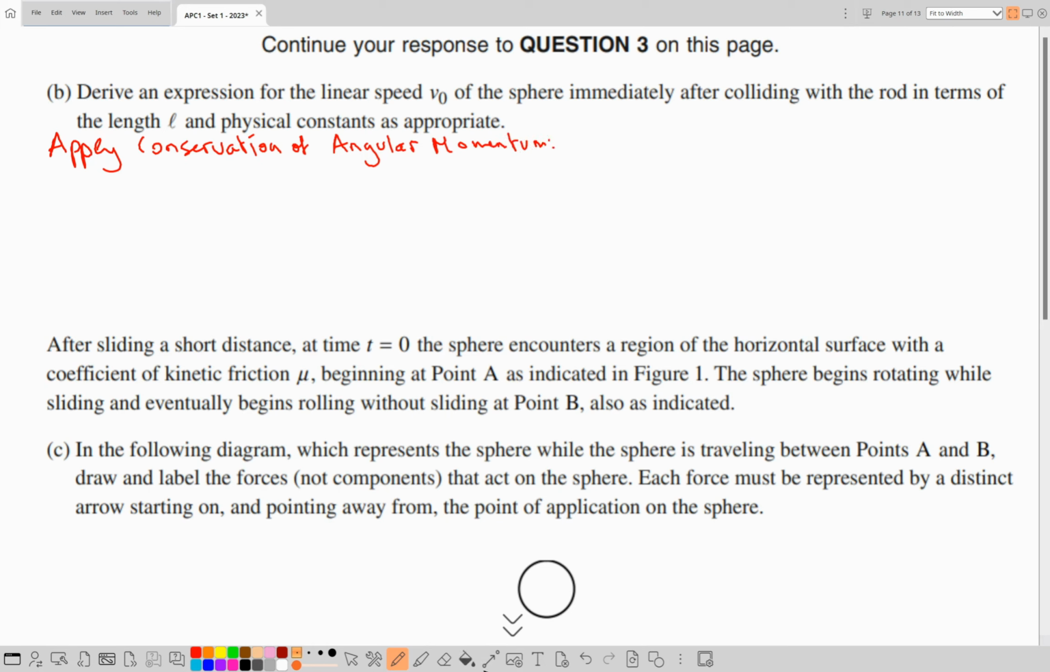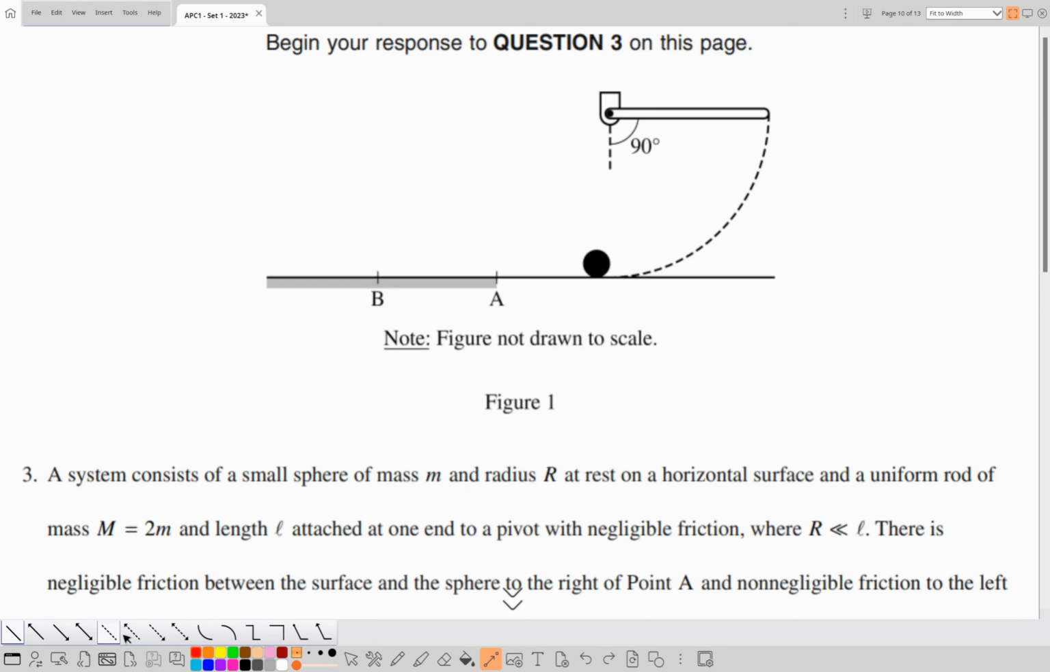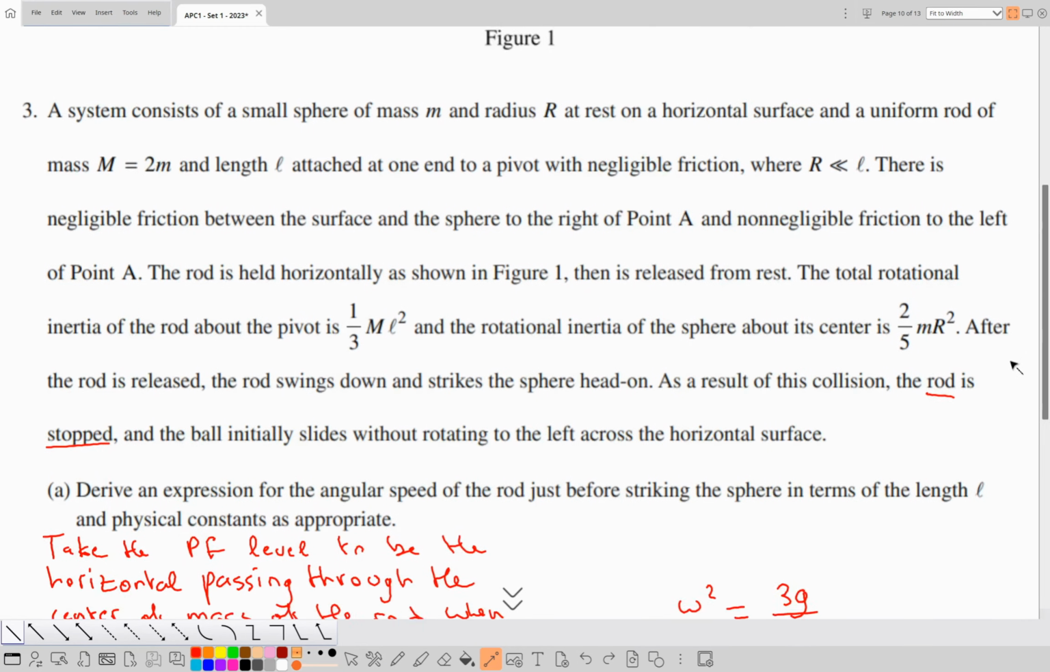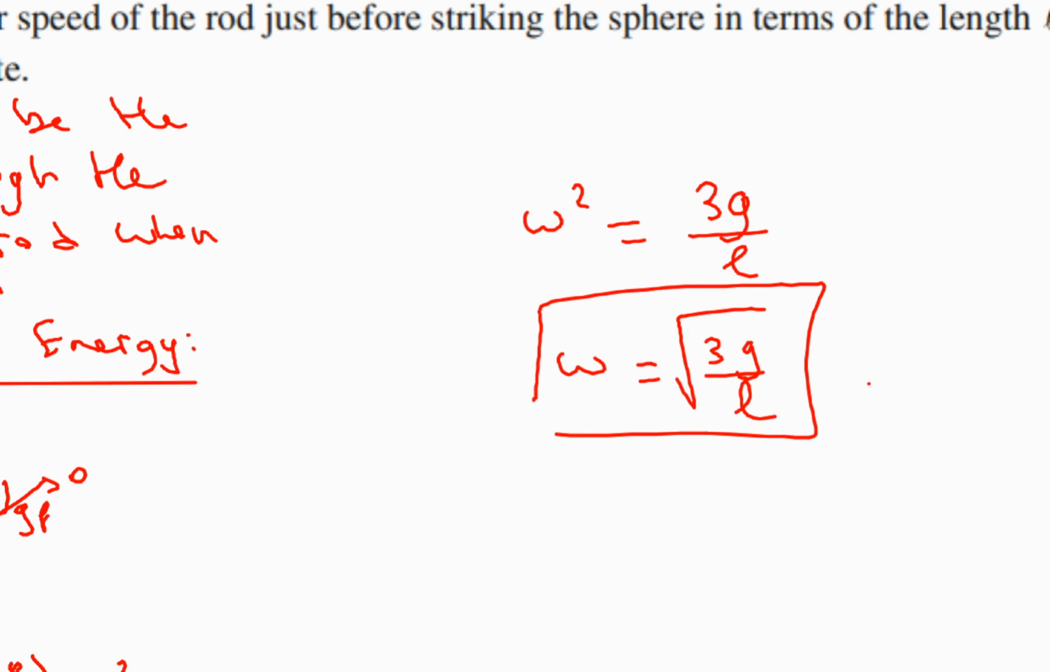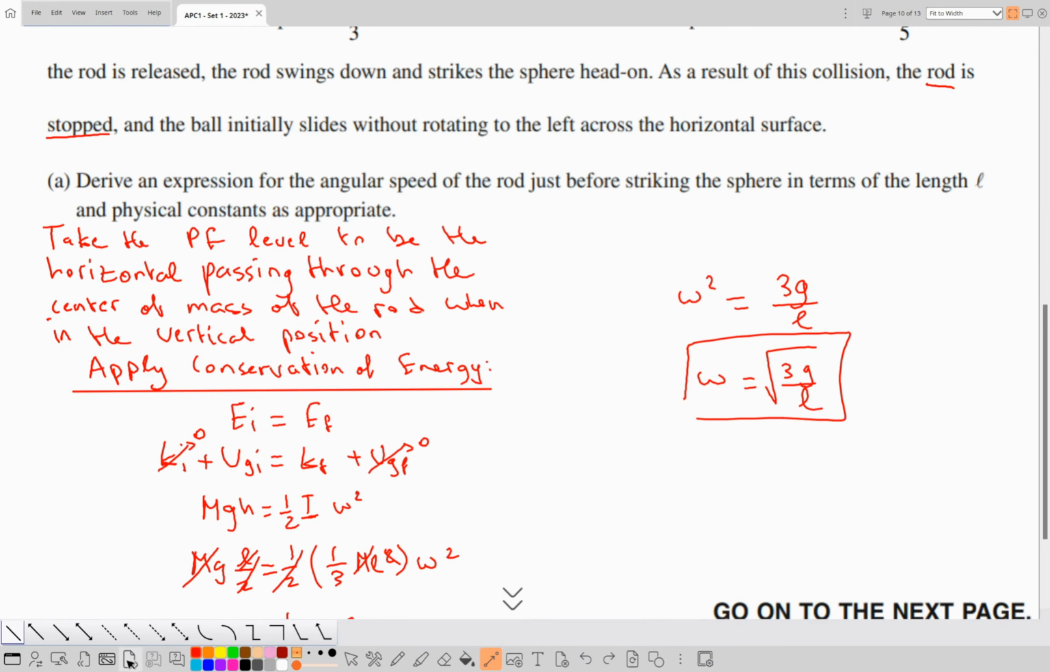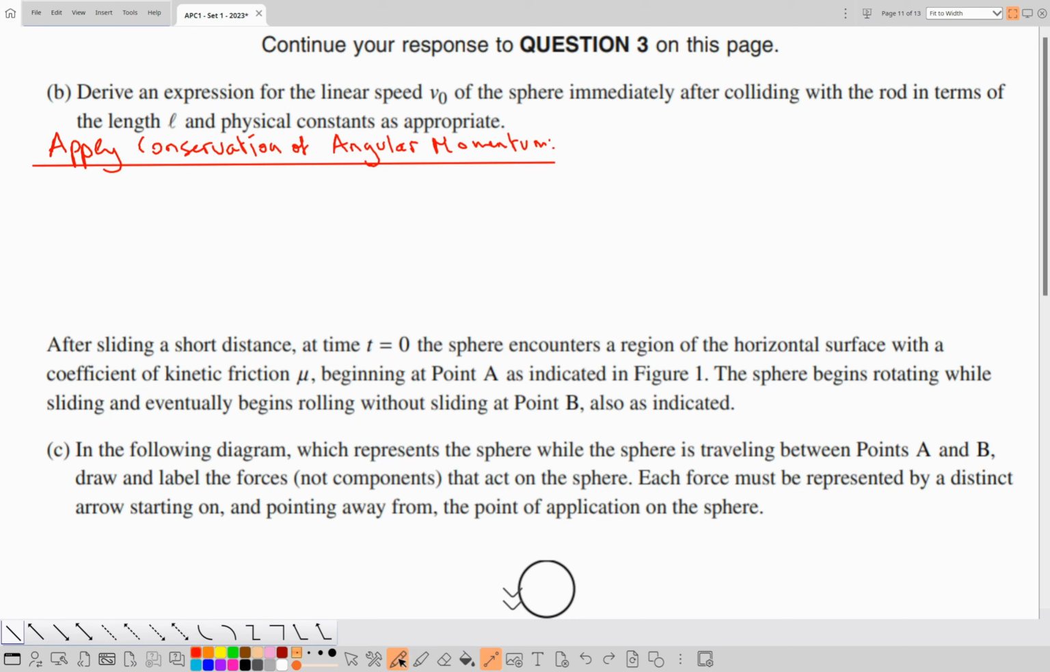So remember, this is a big law, so we need to mention the law that we're using. And here let me take a step backwards, they're telling us to derive the expression in terms of L and physical constants as appropriate, as being done here. Now what does the conservation of angular momentum state? Initial angular momentum should be equal to final angular momentum.